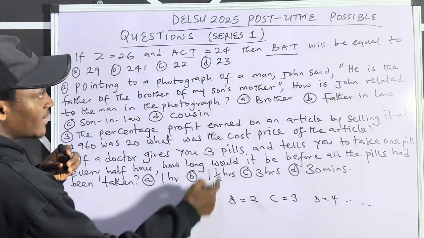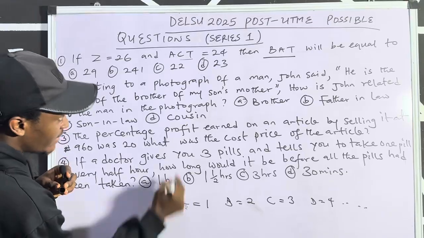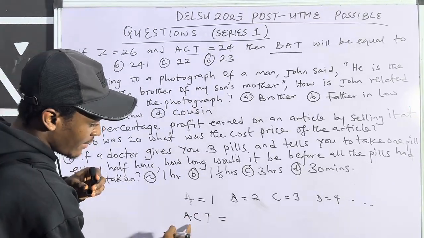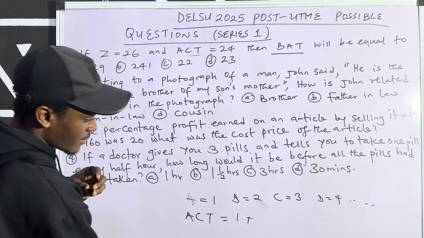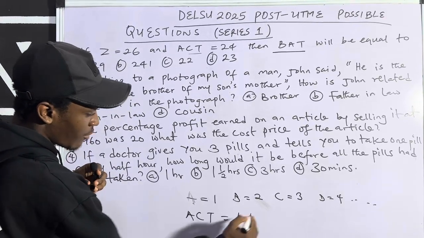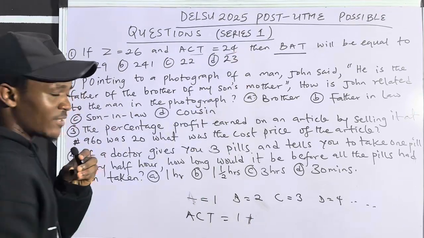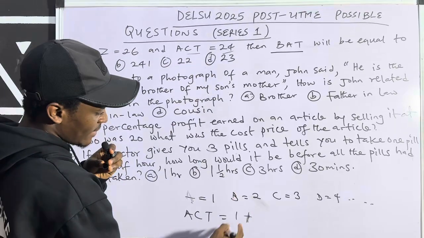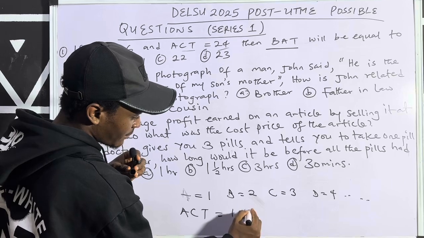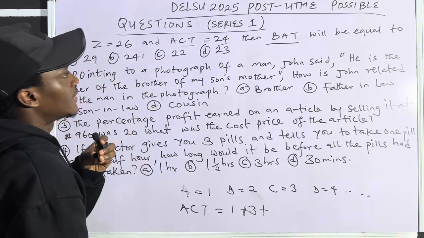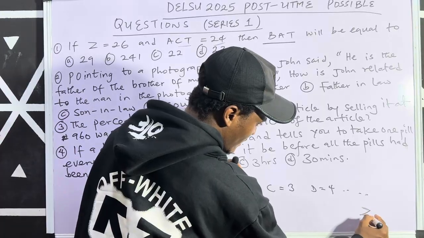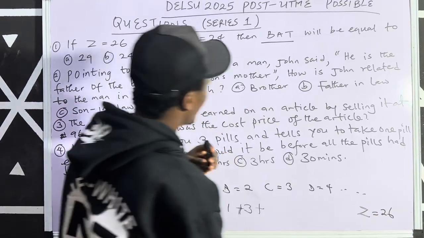So for the A here, that's from the ACT, we have to sum up. A is 1, then plus, because you are just thinking of possible ways that they got this 24, and it's obvious it should be the summation of each of the letters. So C should be what? 3. So 3, then plus, what should be T? Now, if Z is 26, let's get our T.